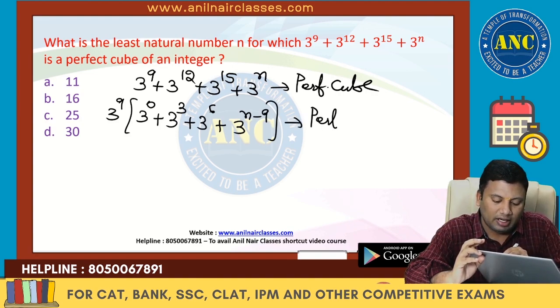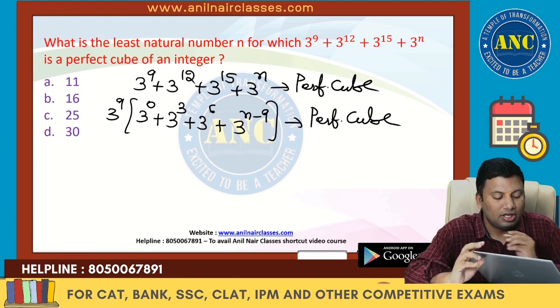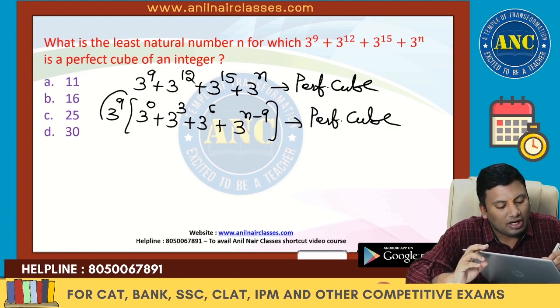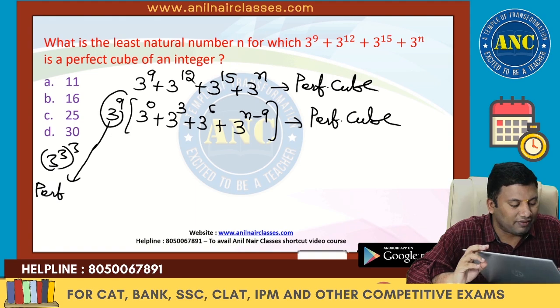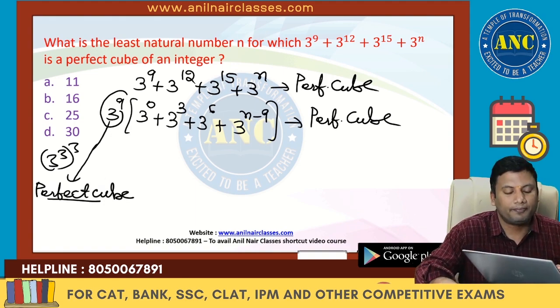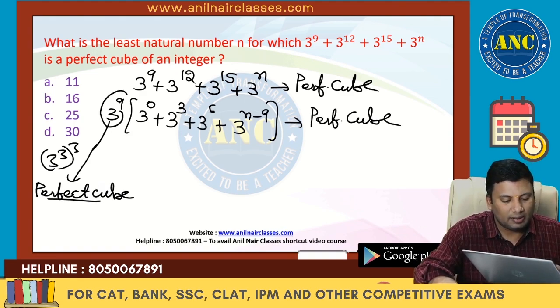These are nothing but perfect cubes. 3 power 9 is nothing but 3 cube whole cube. That means this expression is a perfect cube.